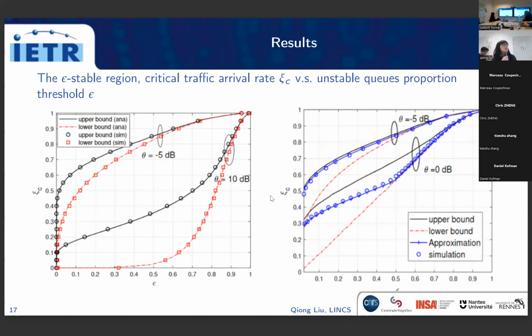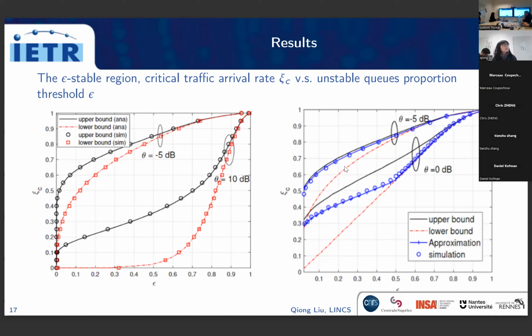On the left side, I plot the upper and the lower bound of these two modified systems. Here the lower bound corresponds to the full-load case, and the upper bound corresponds to the system without any retransmission. We can see that under some network configurations, this gap between the upper and lower bound is quite huge. So it's meaningful to evaluate the network stable region using our approximations.